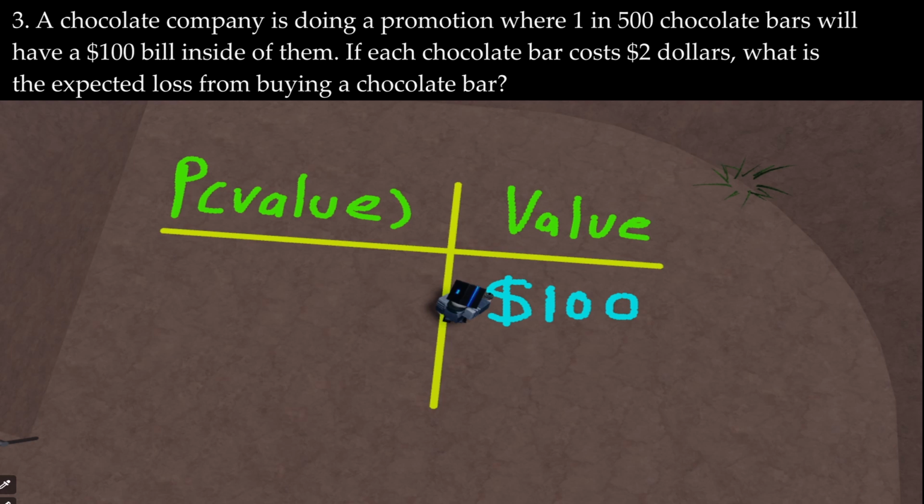First off, we know that if we buy a chocolate bar, you could win $100. That's the value. But what's the probability of that? Well, the probability is just 1 out of 500, because it said that 1 in 500 chocolate bars will have this. So that's the probability. It's just 1 over 500.